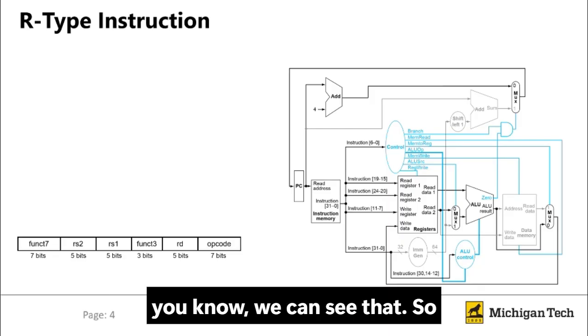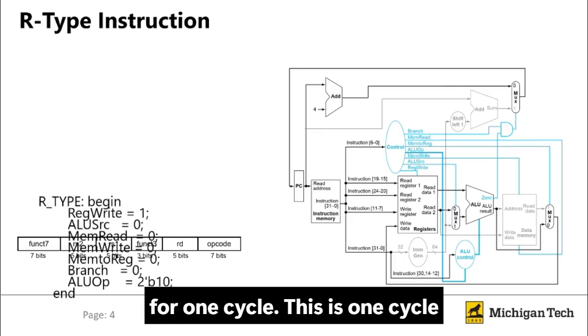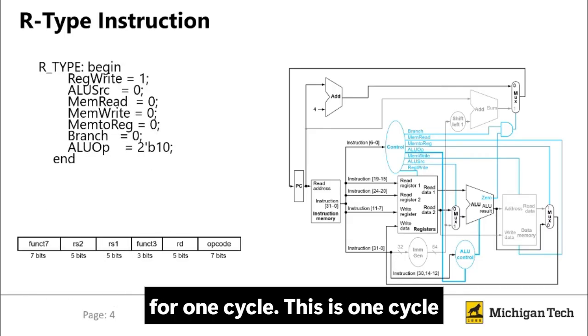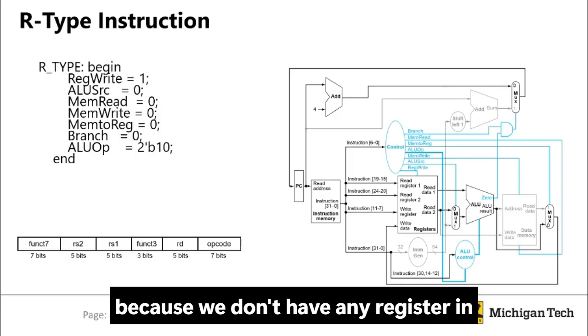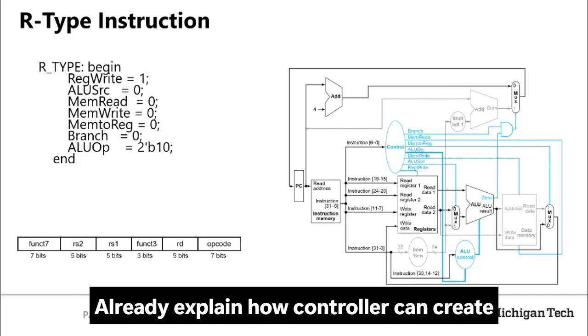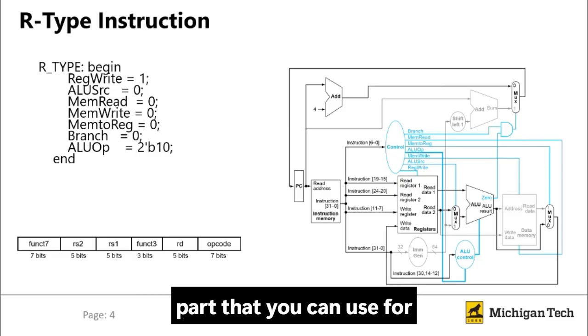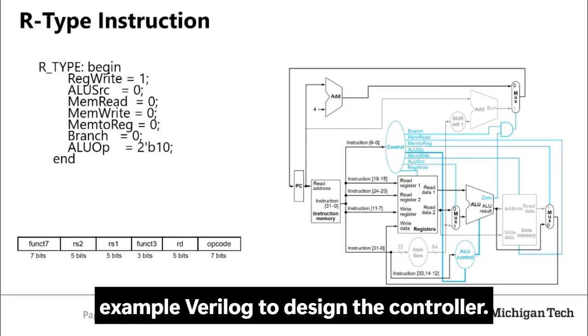So this is the R-type data path for one cycle. This is one cycle because we don't have any register in between. We already explained how the controller can create these control signals. This is the part where you can use, for example, Verilog to design the controller.